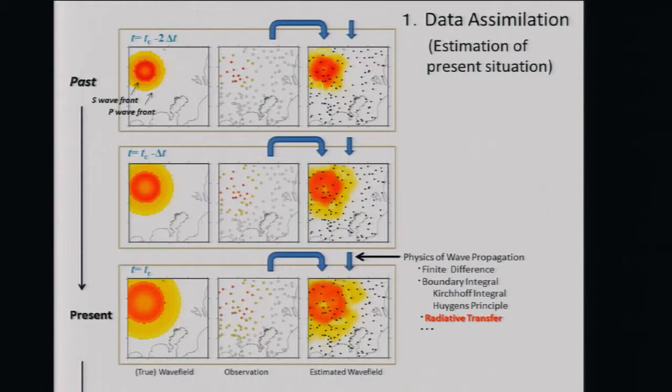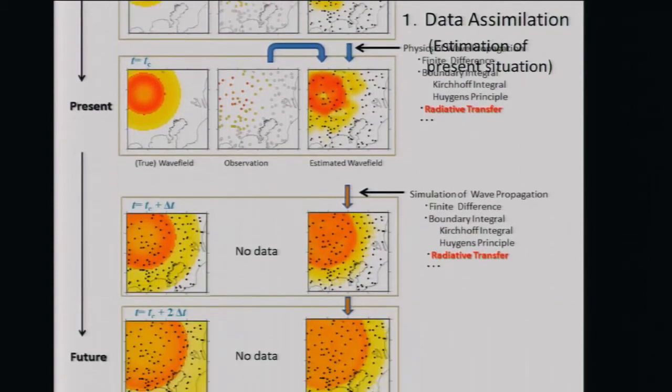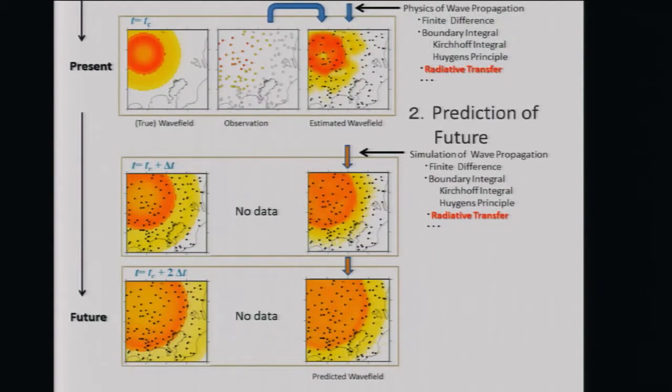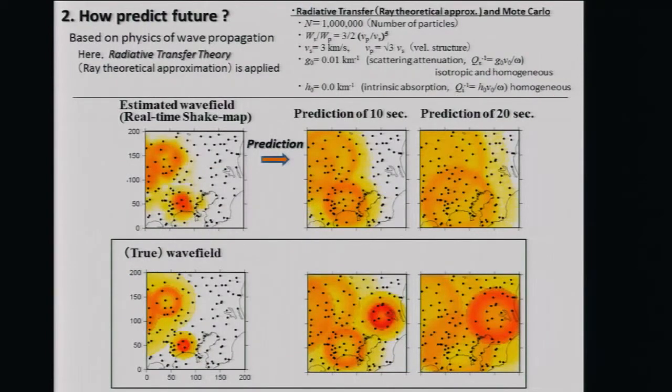The next step is the prediction of the future. For the future, we don't have observation, of course. So the physics of wave propagation is applied repeatedly. That is, from this initial condition, a simulation of wave propagation is performed. This is an example of the estimated wave field using the data assimilation technique. From this initial condition, we predict the 10-second later situation or the 20-second later situation using the physics of wave propagation. In this case, radiative transfer theory.